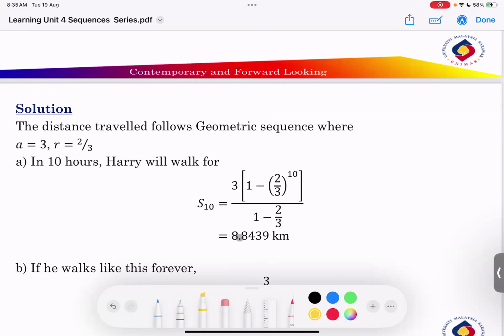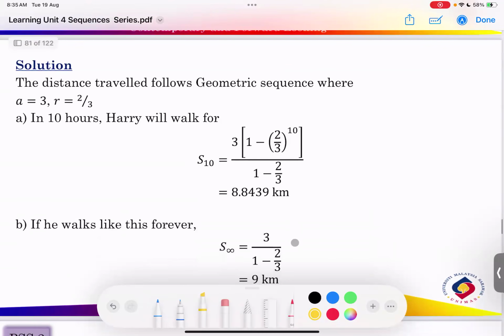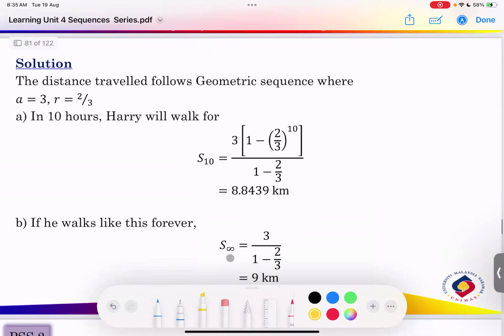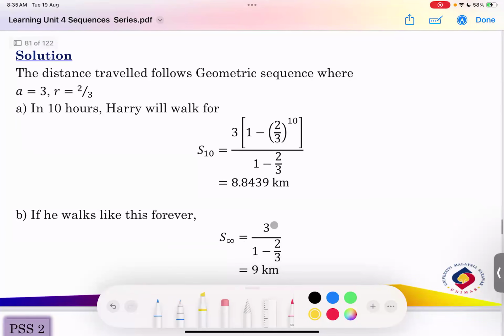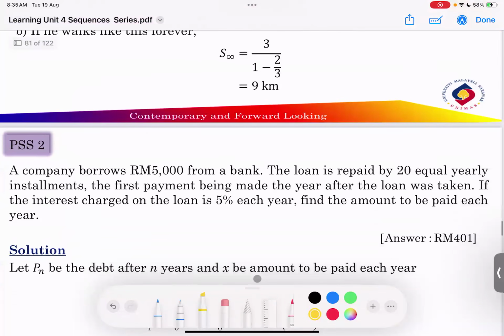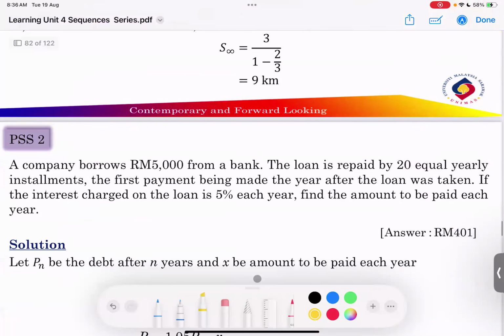It's less than 1, so we use this formula. So the answer is 8.8439 km, okay? But if he walks this one as in infinity, like forever, just for this example, okay, you use 3/(1 minus r), you get 9 kilometers. So if he walks forever, he totals up, with this formula he can only walk 9 kilometers. Okay, 9 kilometers.